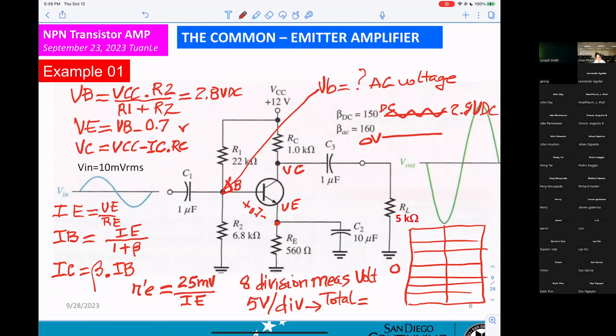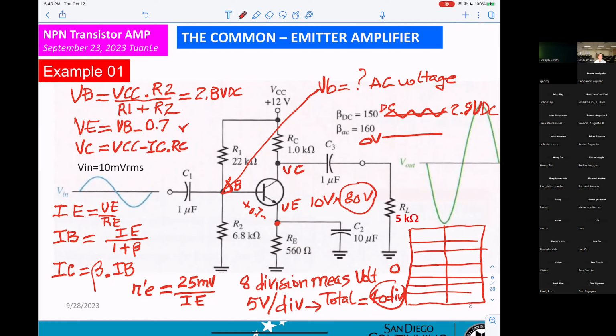How many volts? 5 times 8 equals 40. 40 volts. The maximum you can measure is 40 volts. Okay, now if you get 10 volts per division, then you times 8, you get 80 volts. Maximum you can get is only 40, and now they go up to 80 volts.